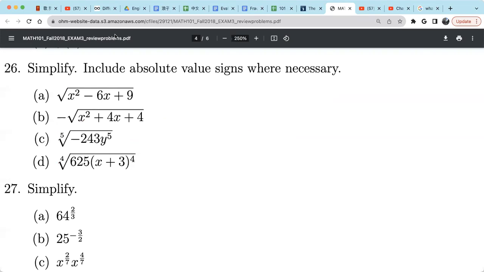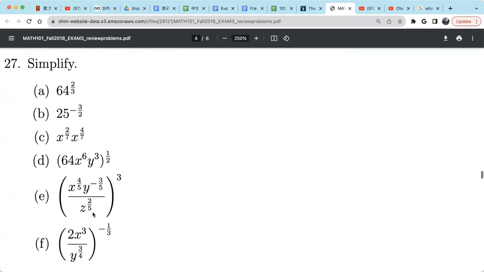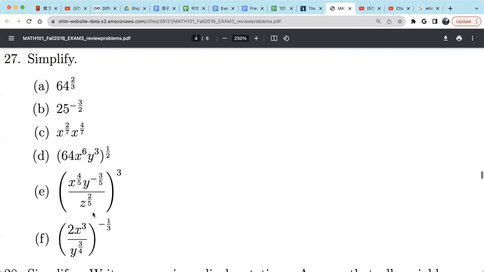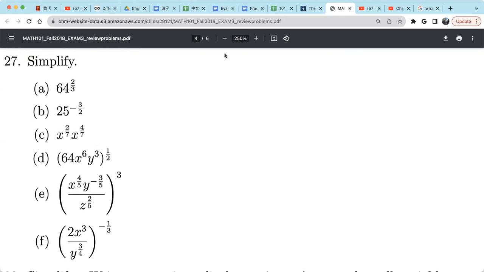Let's see, next bunch, 27. After 27, I'm going to take a little break because this writing pad really hurts my fingers. Okay.